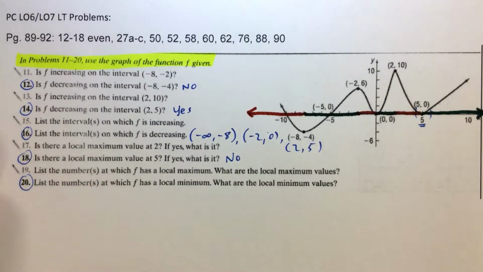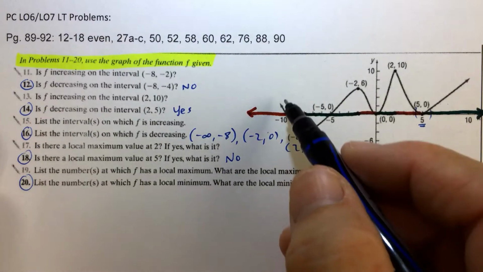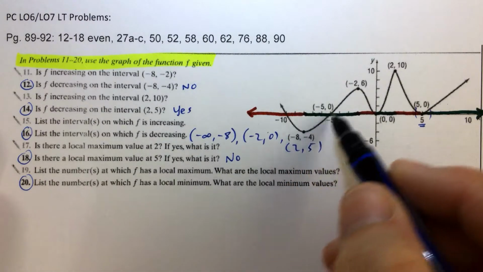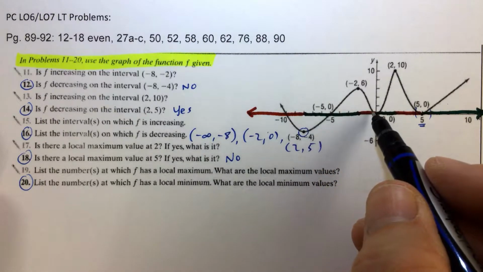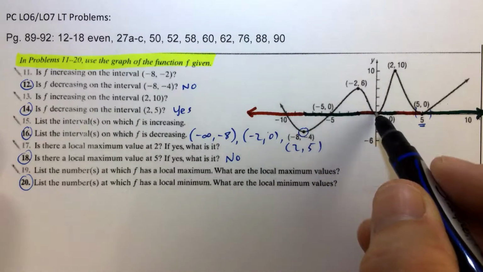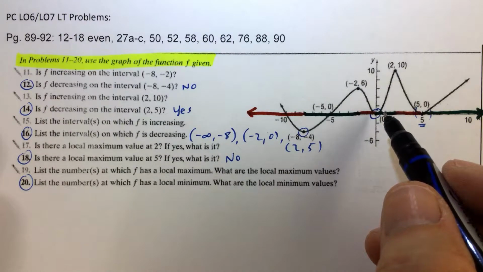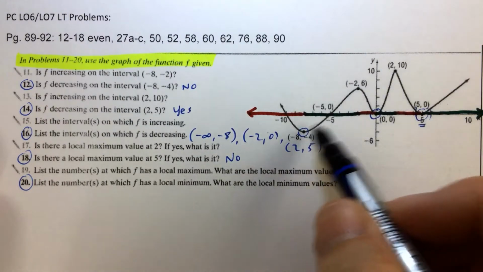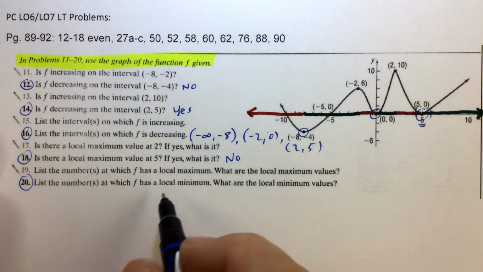Okay, and then number 20, list the numbers at which f has a local minimum. Well, when we go from red to green, that means we go from f decreasing to increasing. We have a minimum right there. Anywhere from red to green, decreasing to increasing, there's a local minimum right there as well. And then we have another one right here, local minimum. So it's the low points. The low points on the graph are where we're going to have a local minimum.